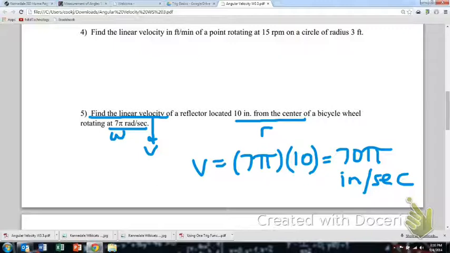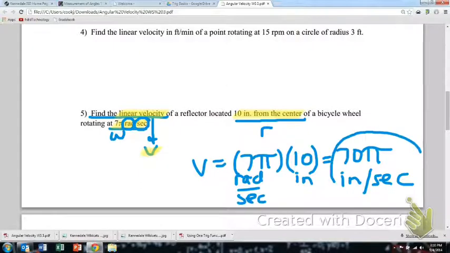So if we go back through, they said find the linear velocity, that's v, of a reflector located 10 inches from the center, that's r, of a bicycle wheel, rotating at 7 pi radians per second. So you had an angle measurement, radians, and a time measurement, seconds, that's omega. And omega has to have an angle in radians, which this one did, so you didn't have to do any converting first. So you just had to plug into the formula. V equals omega times r. You got 70 pi. This was radians per second, and this was inches. And so when you multiply radians per second by inches, you get inches per second.